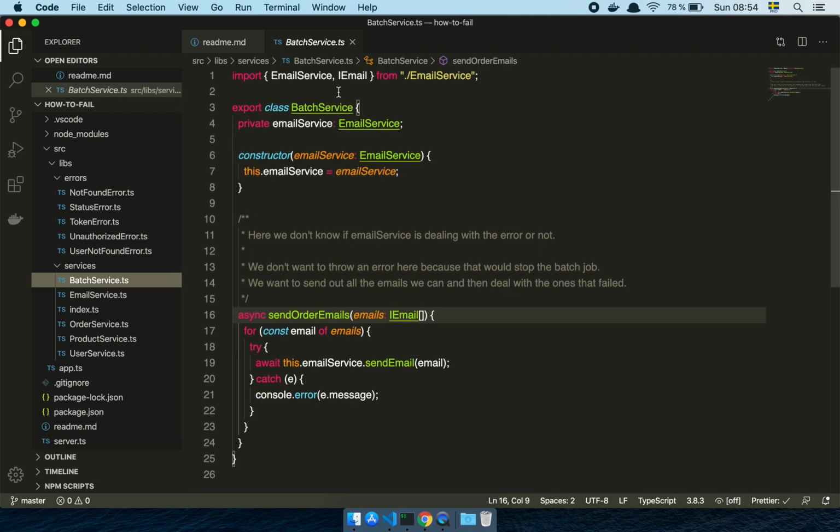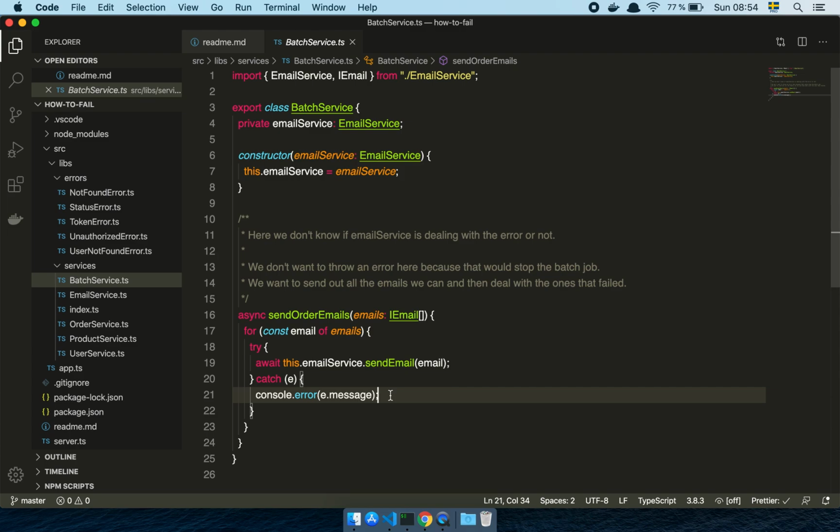The batch service is just going to take in the email service and push it into itself here. And then it has this function here, send order emails. As you can see, the logic here is super easy. We're going to loop over all of the emails, and then we're going to send out each email. And if there is an error, we're just going to console log errors, and that's it pretty much.